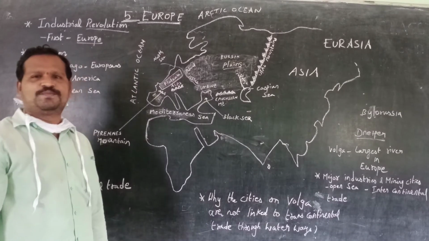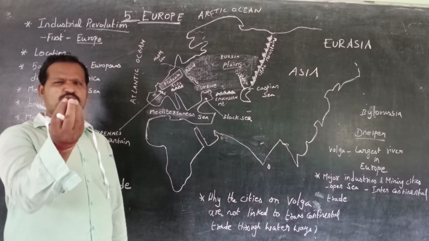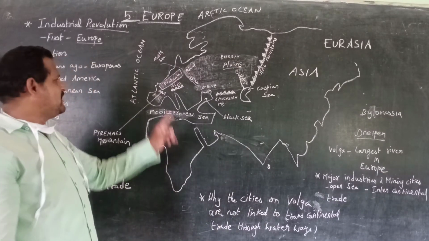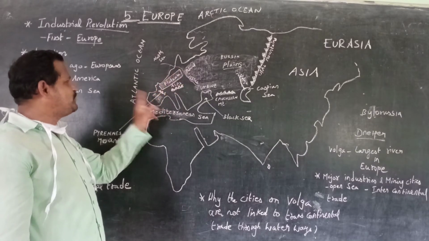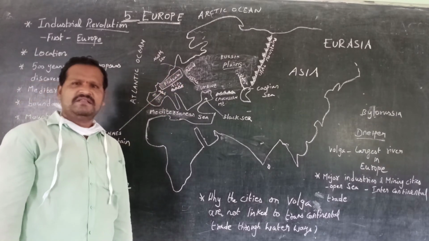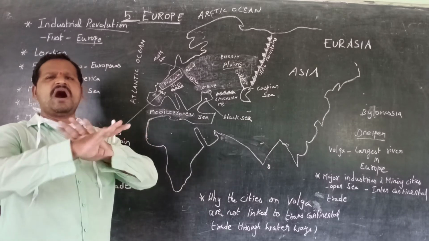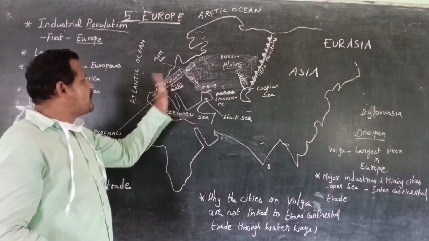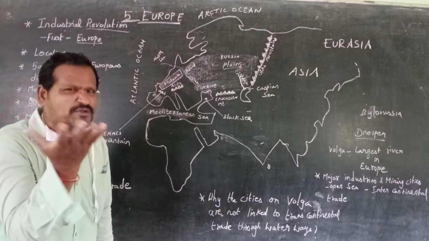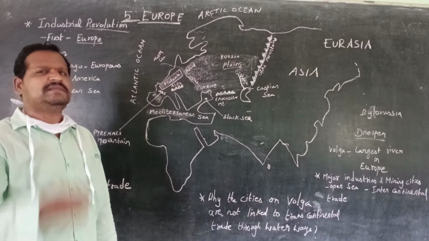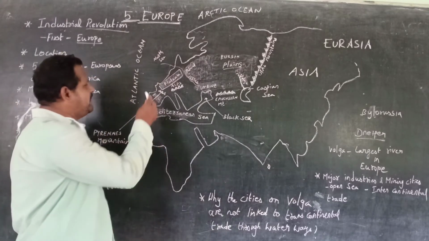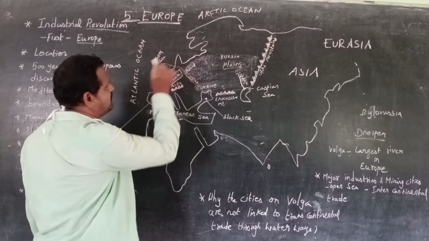There are no large plateaus in Europe. Only small plateaus are there in the European continent. These small plateaus are found in Spain, France and Germany.